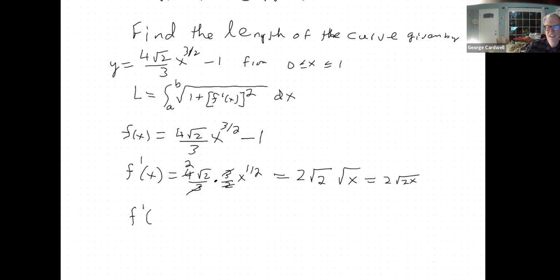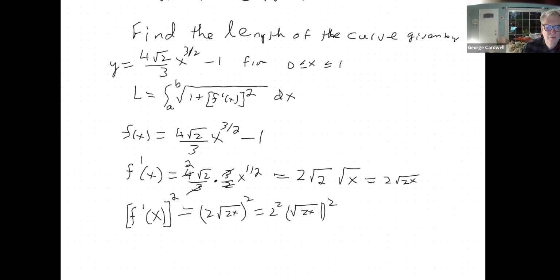The formula says once I got f prime x, what do I do with it? Someone said, yeah. Answer is square it, right? That's the next thing. So now I got f prime x, I got to square it. So that's 2 root 2x squared, which is going to be 4 times 2x, or 8x.